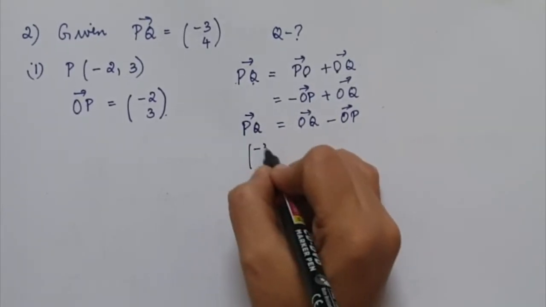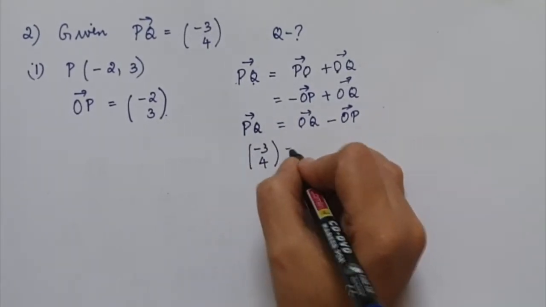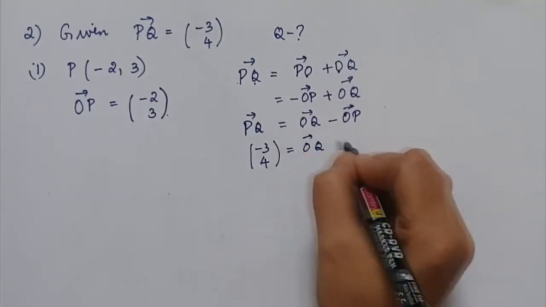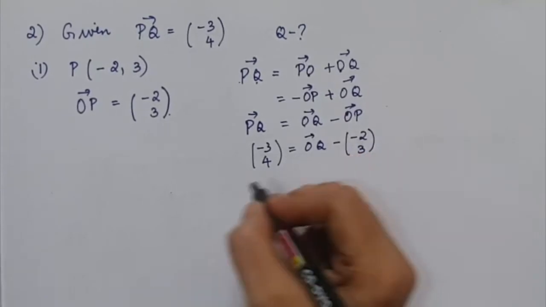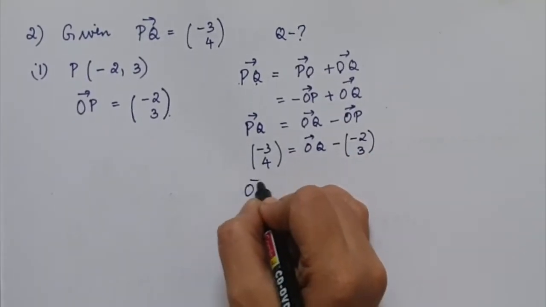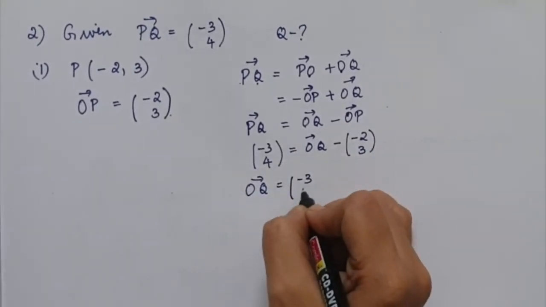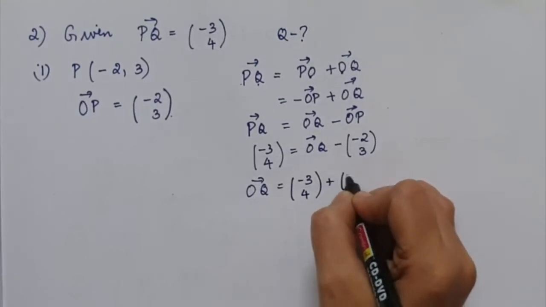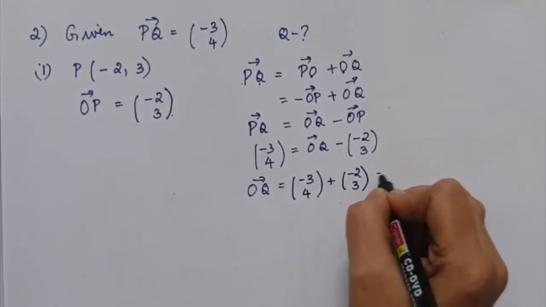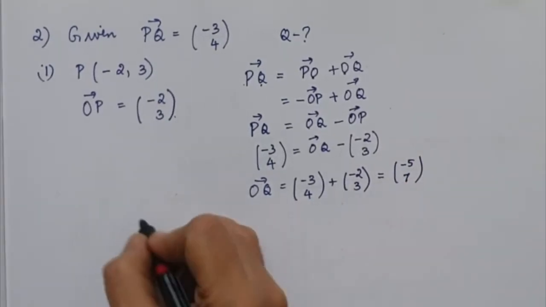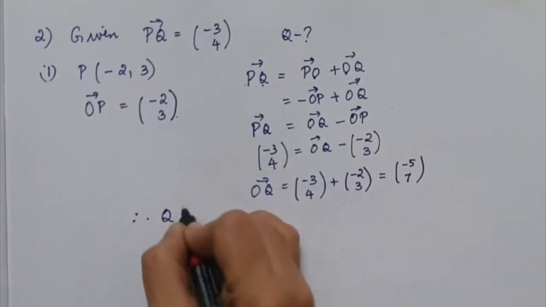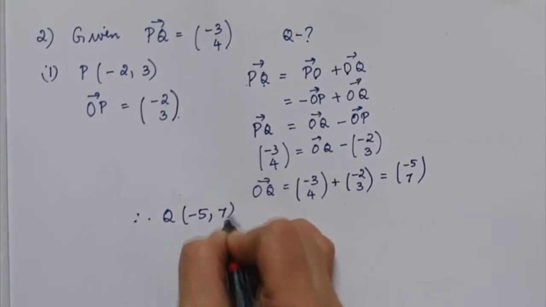PQ is minus 3, 4. That will be equal to, we don't know the value of OQ, minus OP, which is minus 2, 3. So when we shift it, our OQ will be equal to minus 3, 4 plus minus 2, 3. That will be equal to minus 5, 7. Therefore, the coordinate of Q is minus 5, 7.